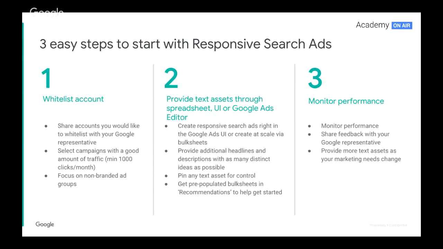And in terms of the ones that you should be selecting, we would recommend campaigns with a good amount of traffic, and preferably those campaigns with non-branded ad groups. Secondly, once you've determined what campaigns and ad groups you would like, we're just providing the text assets, and then if required, pinning those if you need them in a particular position, or if you need to be stating a certain message at all times. And then finally, you're able to monitor the performance of these assets and swap out your lowest performing assets for new variations to be included.